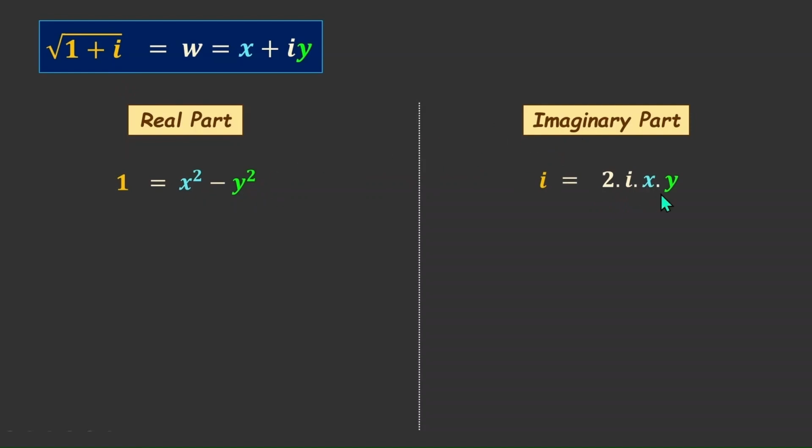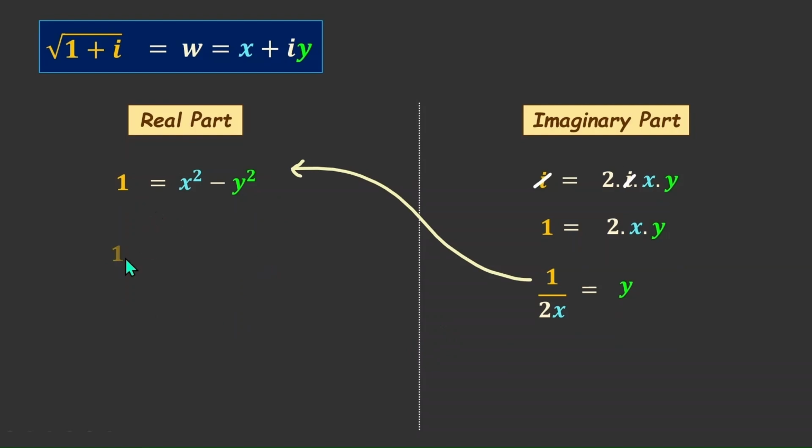So now let's solve both the equations simultaneously. Understand this, we have two equations and we have two variables x and y. So we should be able to get the values of x and y. So let's solve the imaginary part first. We can cancel out i from both sides to get us 1 is equal to 2xy. From this we get a relation between y and x. So y here becomes 1 by 2x. And let's plug this relation right here.